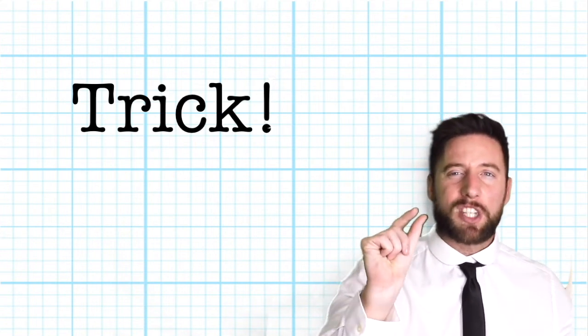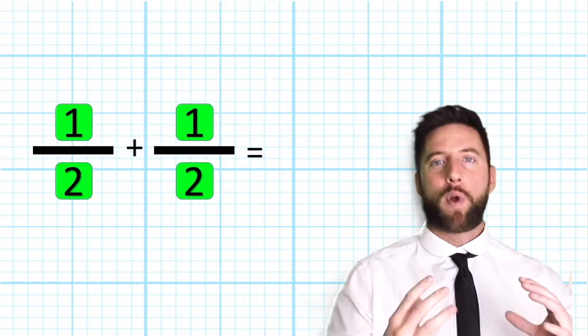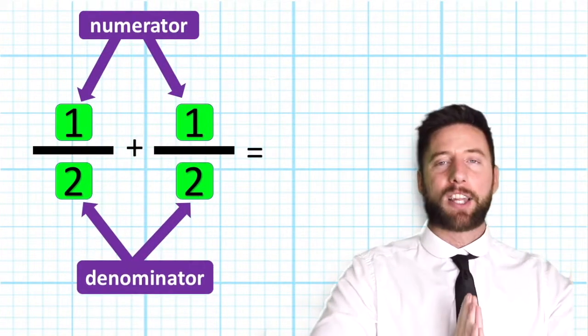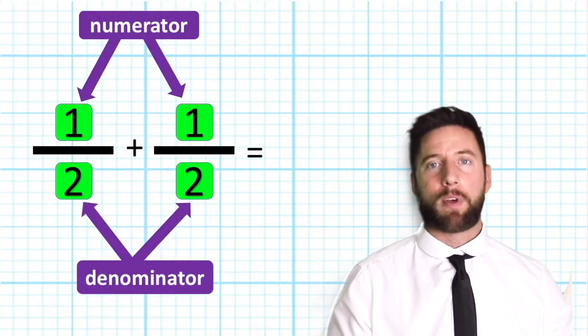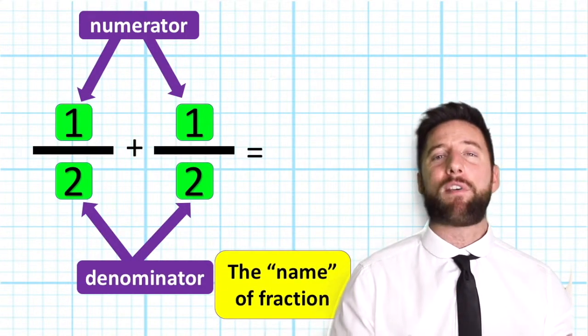This is your secret tip. Don't tell anyone. Okay, but before I can tell you the trick, we need to look at a fraction and what it's made up of, okay? We have a numerator at the top and a denominator at the bottom. Our denominator at the bottom just is the name of our fraction.